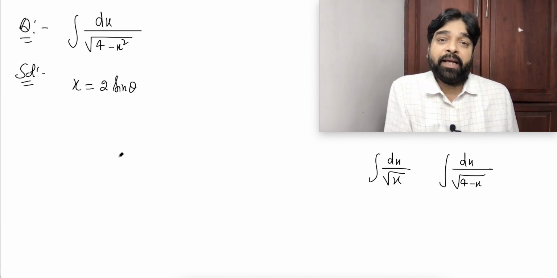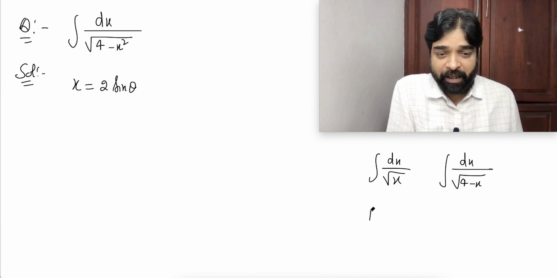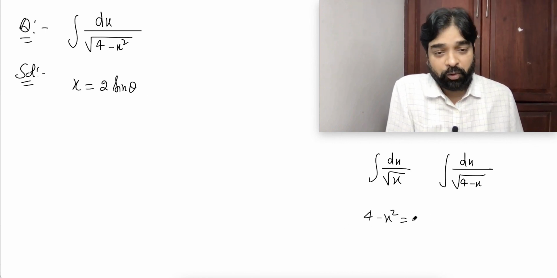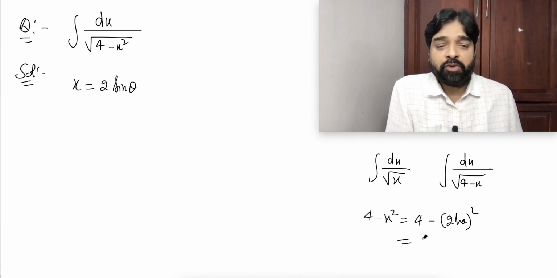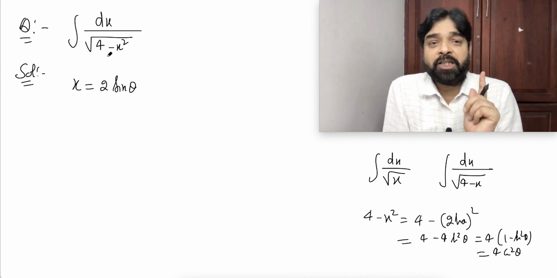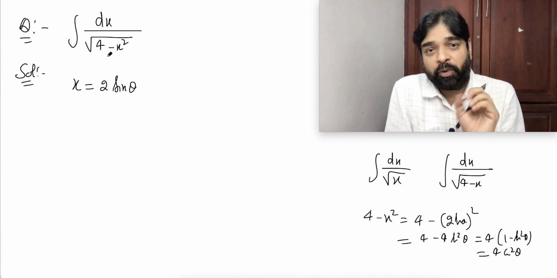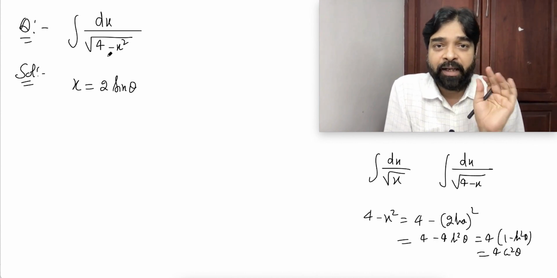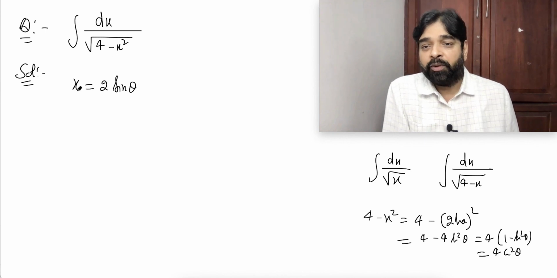Why did I get this idea? Because if I put x equal to 2 sine theta in 4 minus x square, I will get 4 minus (2 sine theta) the whole square. That becomes 4 minus 4 sine square theta. Taking 4 common, I get 1 minus sine square theta, which is cos square theta. So 4 cos square theta, which is nothing but (2 cos theta) the whole square. So it becomes a perfect square, because the biggest problem was this root. This root has to go away. Are you getting my point? So let's do it. x equal to 2 sine theta.